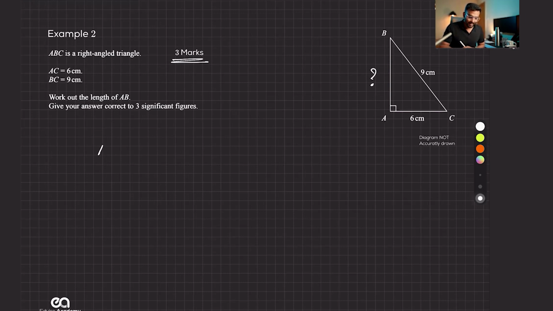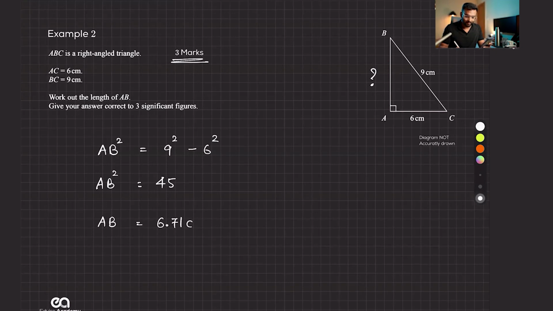How'd you do this? AB square is equal to 9 square minus 6 square. AB square, you can put that in your calculator now. So 9 square is 81 minus 36, which is 45. And then we will square root 45. So square root of 45 is 3 root 5 or 6.7. So AB equals 6.7. Three significant figures, so 6.71 centimeters.